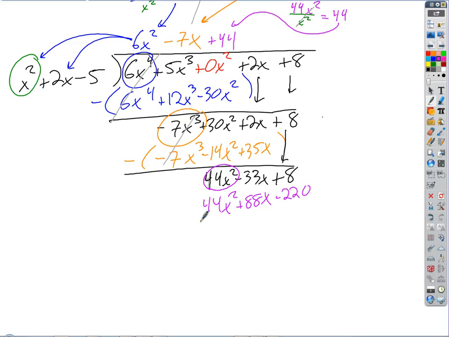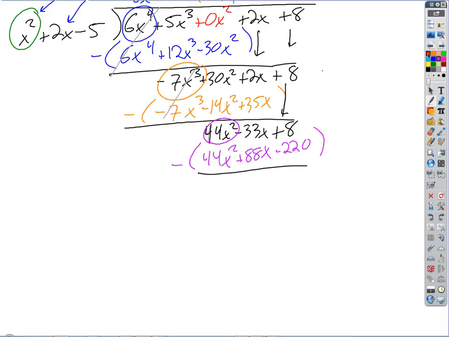And if I add all, well, actually I'm going to subtract, aren't I? I'm going to subtract that line, and what do I get? The 44x squareds cancel like they should. Negative 33x minus 88x. What's negative 33 minus another 88? 121 is going to be, isn't it?